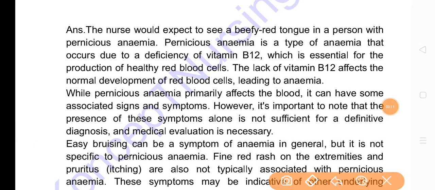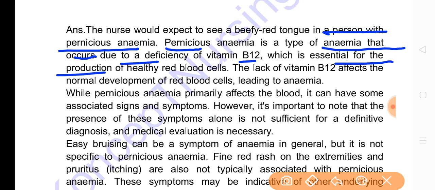The nurse would expect to see a beefy red tongue in a person with pernicious anemia. Pernicious anemia is a type of anemia that occurs due to deficiency of vitamin B12, which is essential for the production of healthy RBCs. The lack of vitamin B12 affects the normal development of RBCs, leading to anemia.